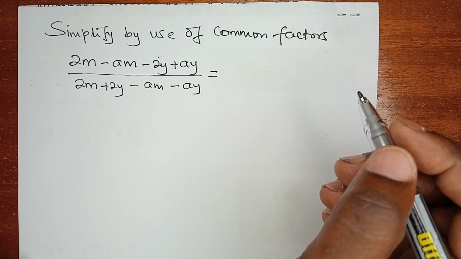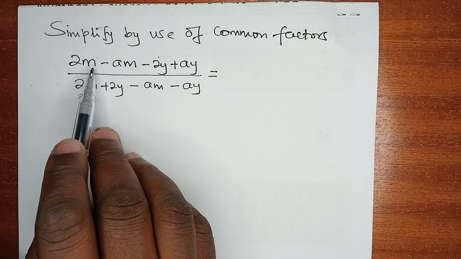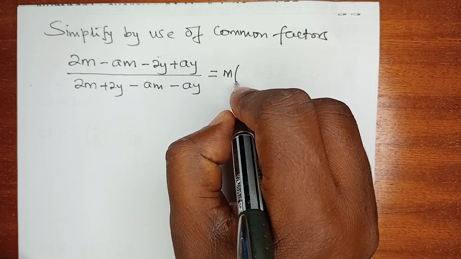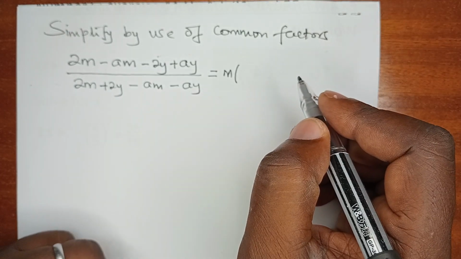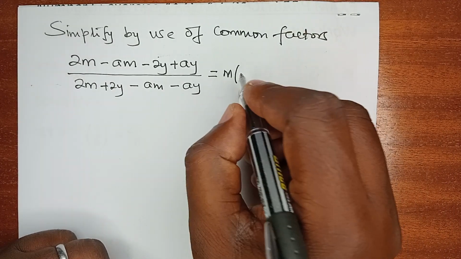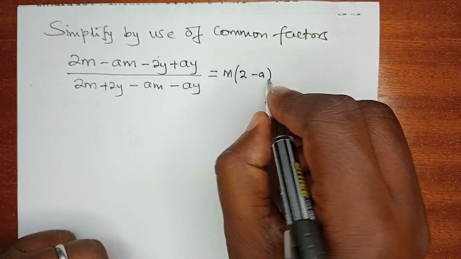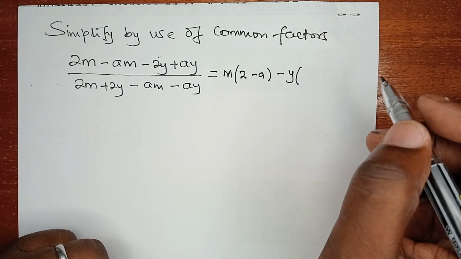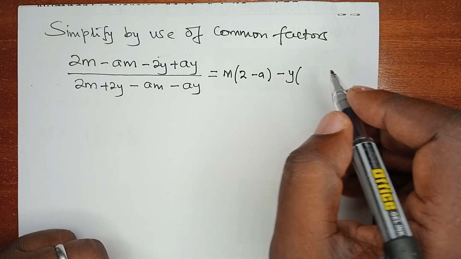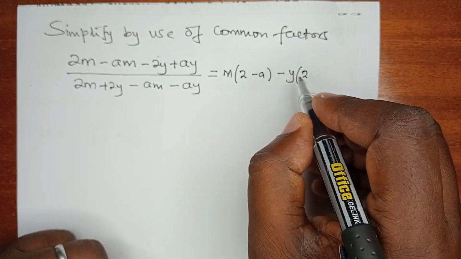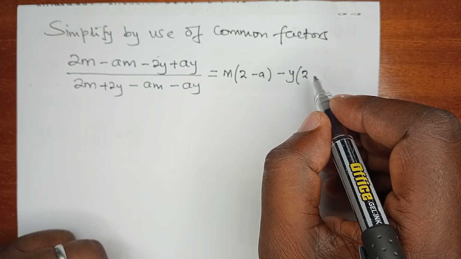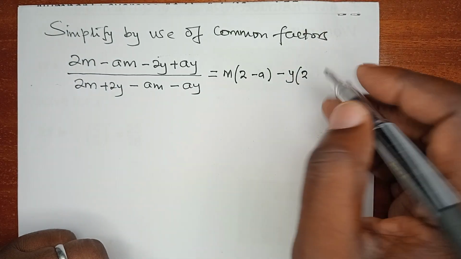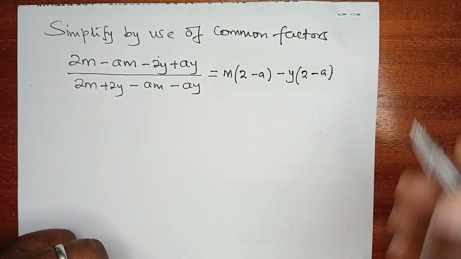And just like we've learned, we have to identify the common factors in the numerator, in the first two terms. And we realize that m is common, so it stays outside the bracket. Inside the bracket, we have 2 minus a. Minus, now y is common in the next two terms. And we have 2 minus a, because ay divided by minus y is minus a.